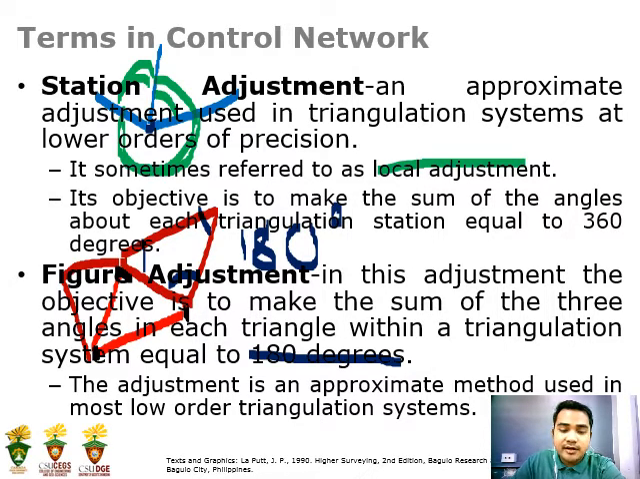And figure adjustment is an approximate method used in most low-order triangulation systems. So this method is approximate, the same as station adjustment. It is only approximate because we do not know which angle contributed the biggest share of the error, so we assume all and just distribute the error among all the angles within the triangulation system.